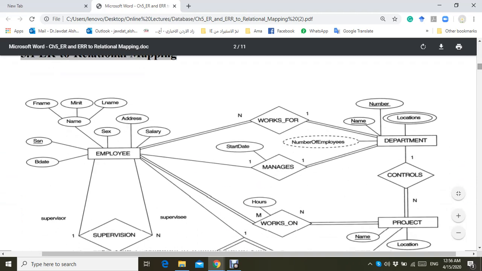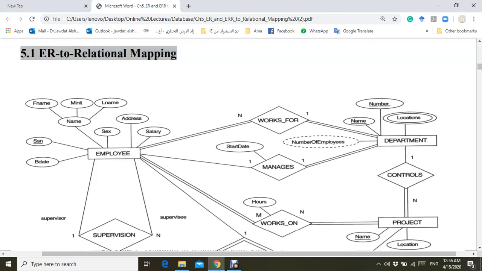All the previous chapters were about how to construct or gather the requirements to come up with the ER diagram, which represents all the entities in our database, the relationships between these entities, the information or attributes of each entity, and the participation of each entity in a relationship, one to many, one to one, and so on.